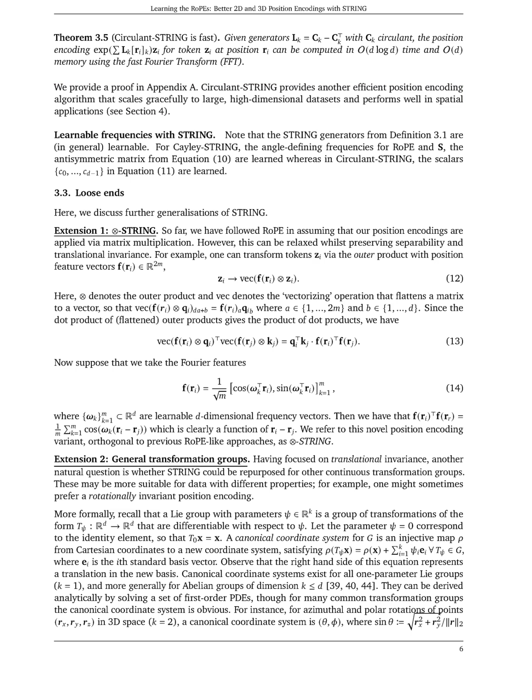Section Summary. In this section, we introduce STRING, a general and efficient algorithm for position encoding that modifies queries and keys based on their positions, improving upon the existing RoPE method. STRING allows for various parameterizations, including Cayley STRING and circulant STRING, which enhance computational efficiency and performance in tasks involving large datasets.